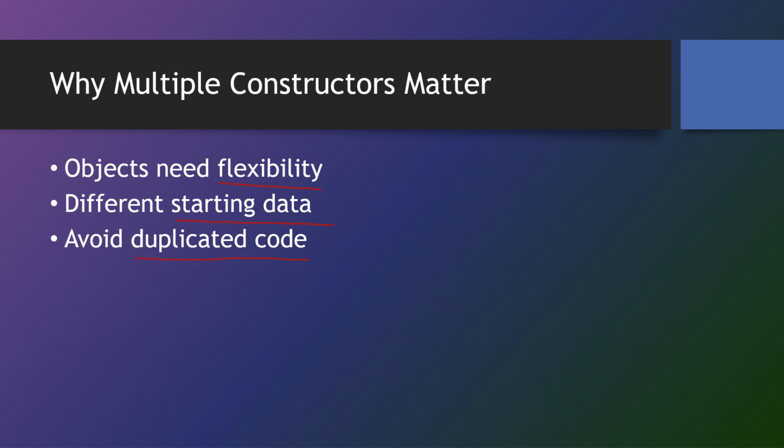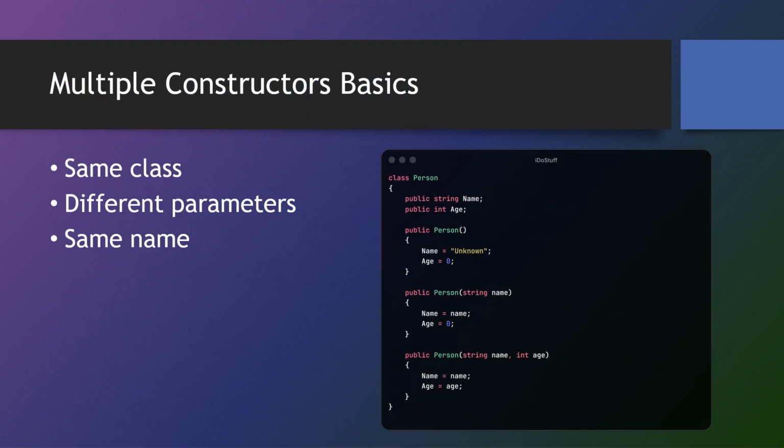What are multiple constructors? A class can have more than one constructor. They all have the same name as the class, have no return type, and run automatically when an object is created. The difference is their parameters. Each constructor handles a different setup scenario.